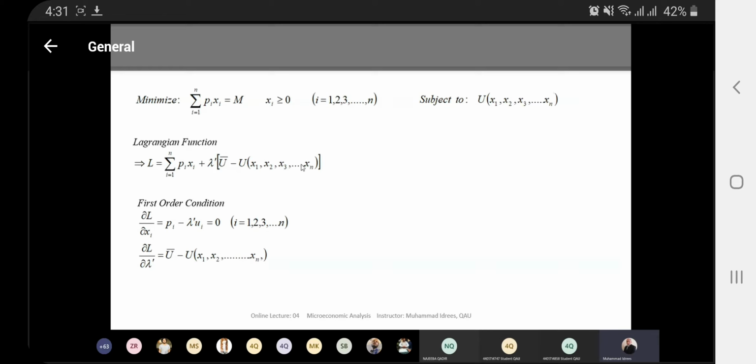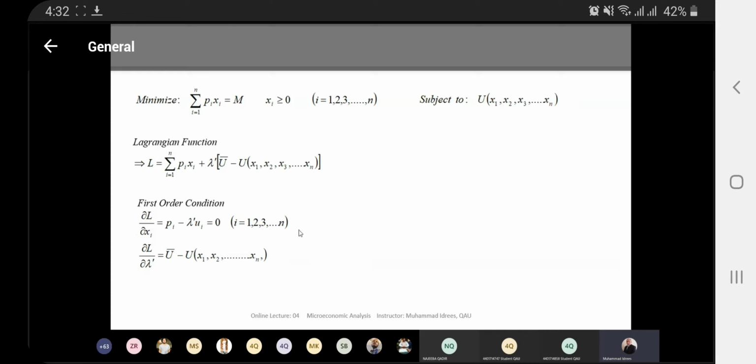When you differentiate the utility function with respect to x1, you get the marginal utility of x1. When you differentiate the utility function with respect to x2, you get the marginal utility of x2. So we have written this as the small u_i, the marginal utility. i can be 1, 2, 3, 4, 5 up till n. In this way, this is the first equation of the first order conditions.